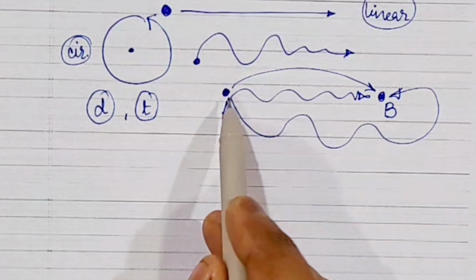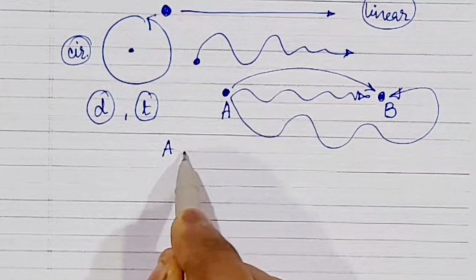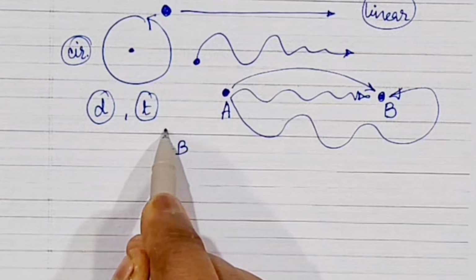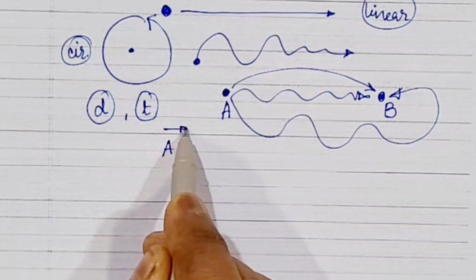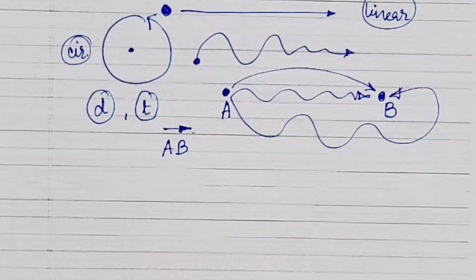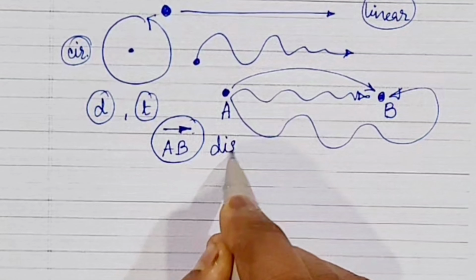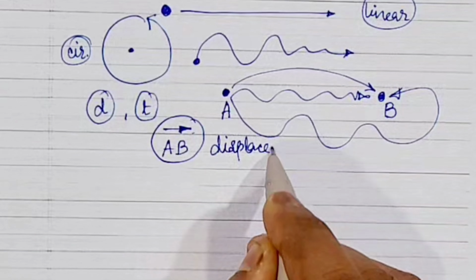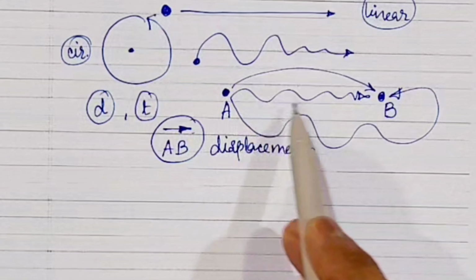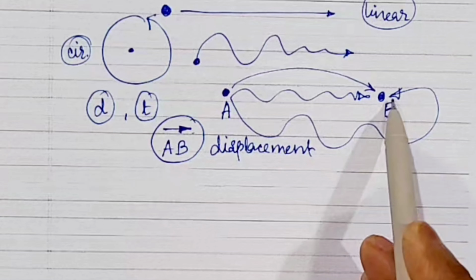So the particle was at A and now it is at B. So it has moved from A to B. When we say A to B, let's translate that English statement into mathematical form. So it is moving from A towards B. The arrowhead signifies that. So A to B is called displacement. Whereas the particle might have traveled in different paths and might have actually traveled different distances.